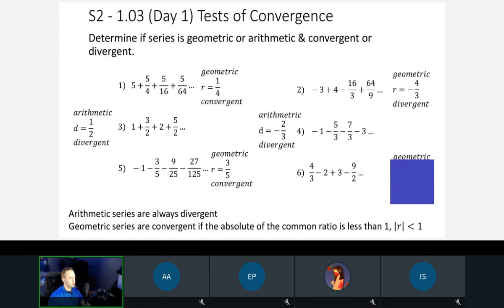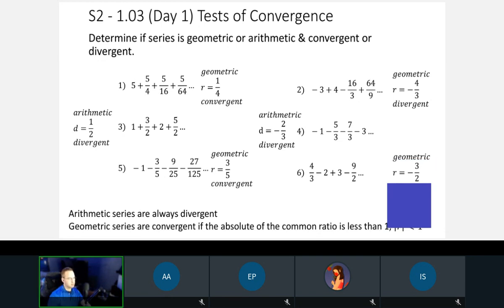And then what is the R value? Three halves. Well, negative three halves. Yep. Yeah, you're right. Negative three halves.